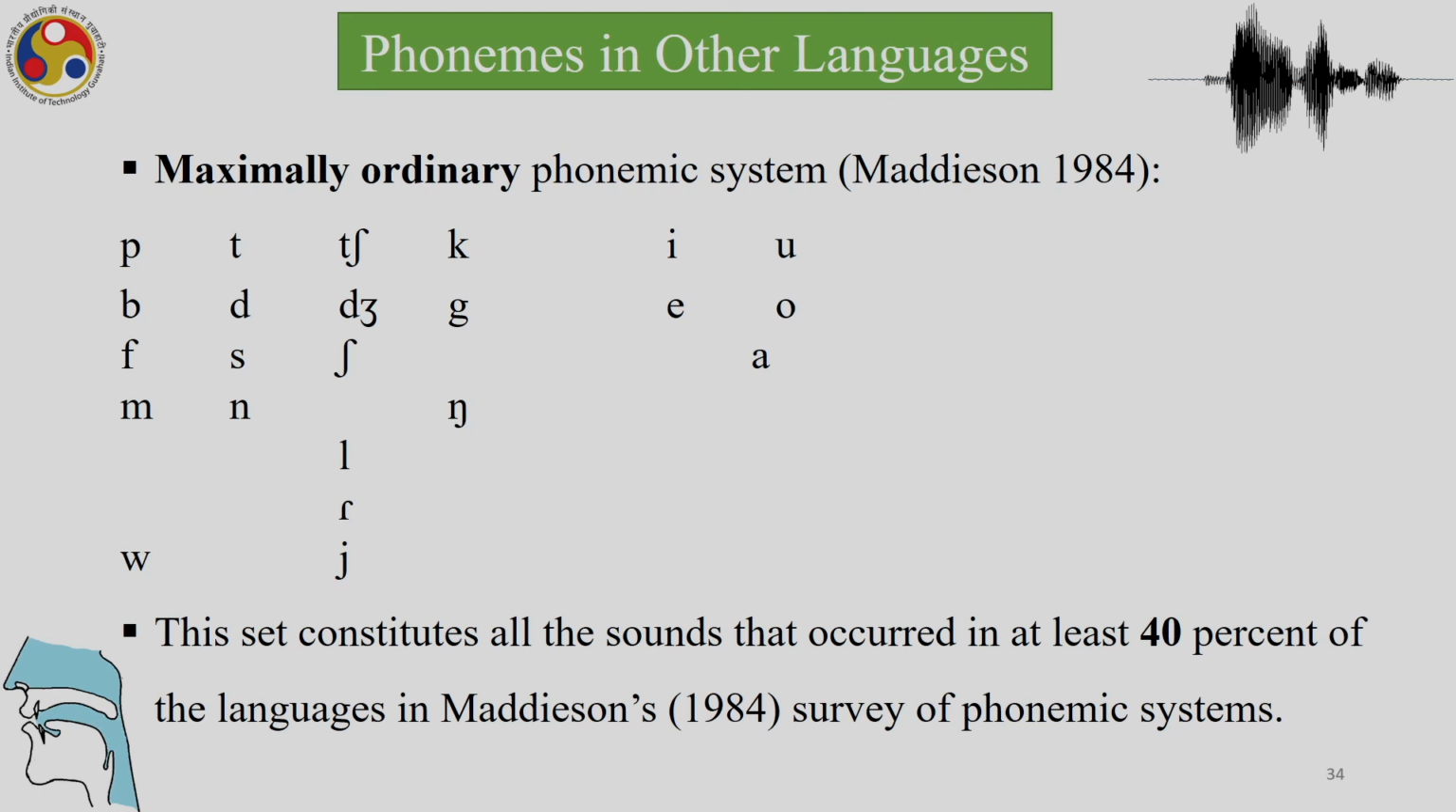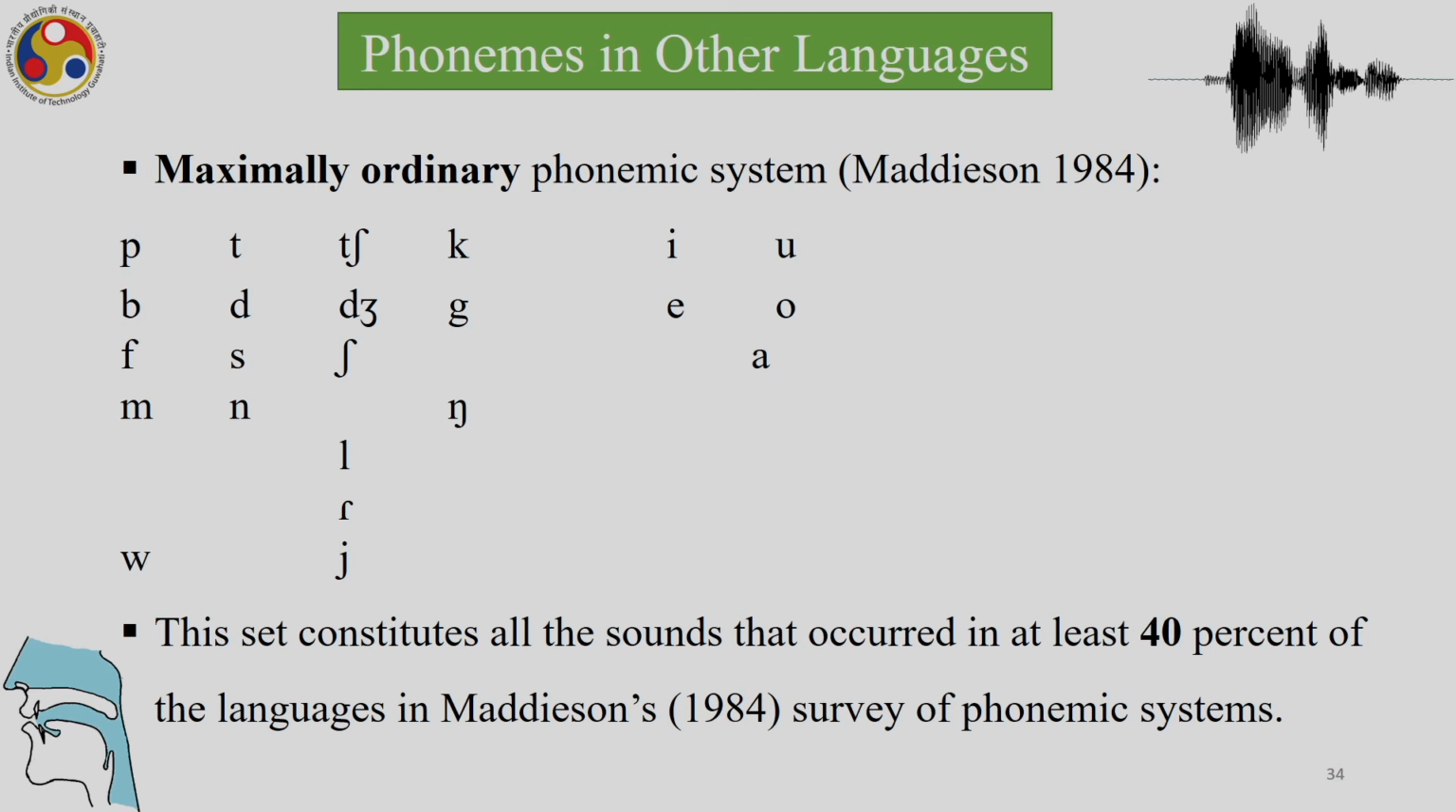Now let us look at how phonemes look like in different languages of the world, and recall that we have looked in great detail at consonants in other languages, and if you have gone through the previous lectures on sounds of the world's languages, you have seen the great diversity that is available in the languages of the world. Now, when we look at the phonemic system in general, then we see that this phonemic system in Maddieson's Sounds of the World's Languages, 1984 survey, constitutes almost 40% of languages in the world.